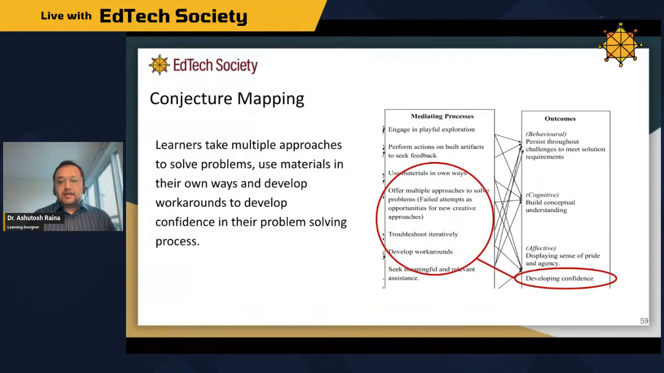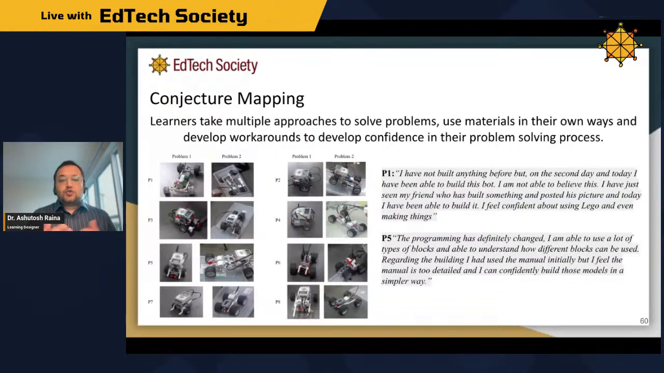And similarly, now there are a set of mediating processes like offering multiple approaches to solve problems, troubleshooting iteratively, developing workarounds, which builds confidence, which is an outcome. So what we would do is we would look at the study data and try to find evidence. Like here, what you see is different participants solved the same problem one and problem two in different ways, even though they had the same material, the same manipulables and everything.